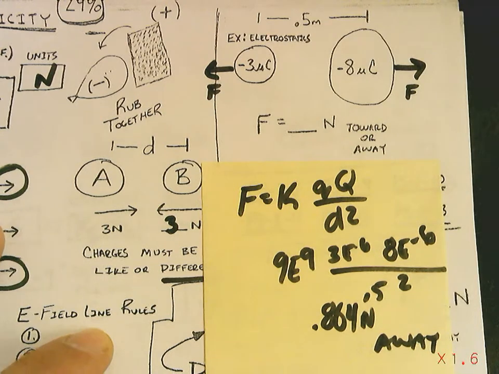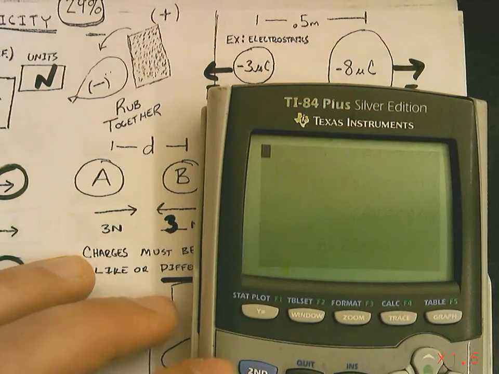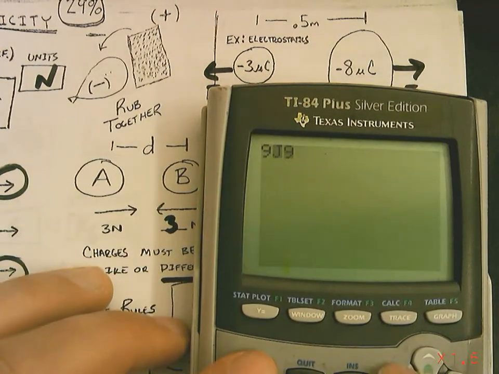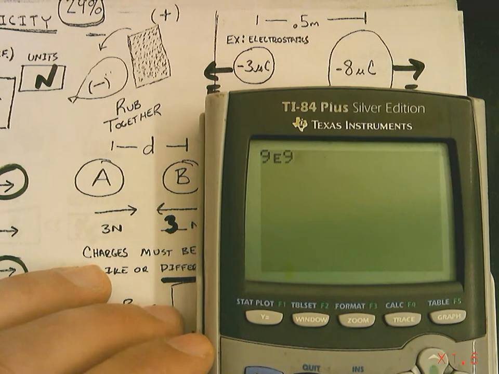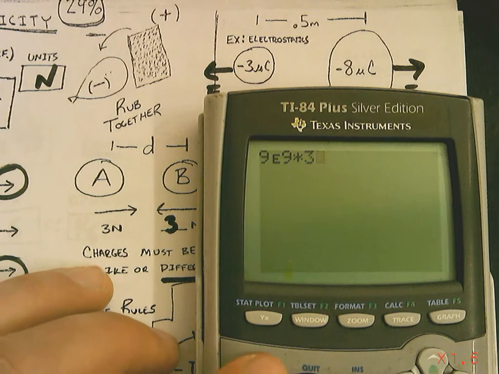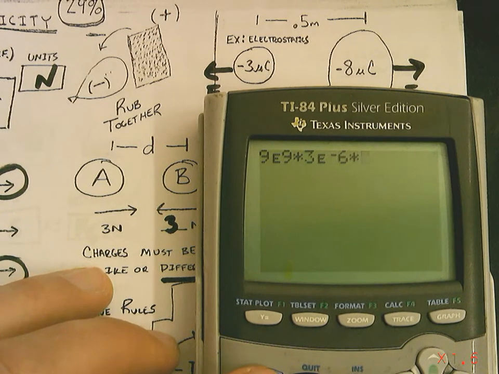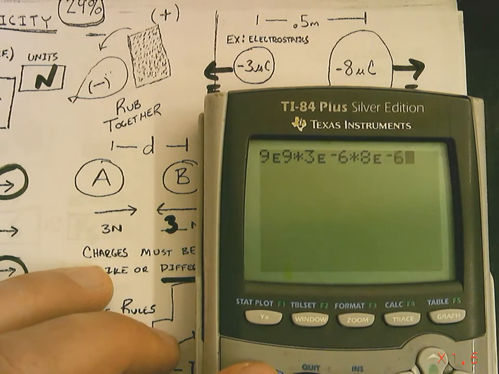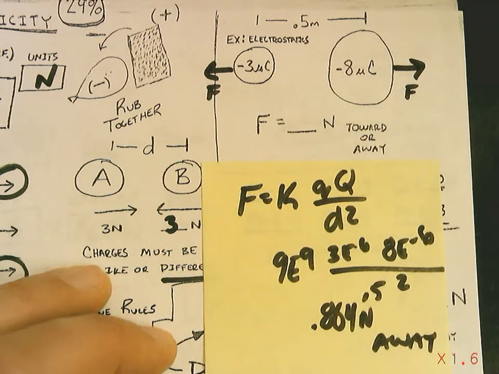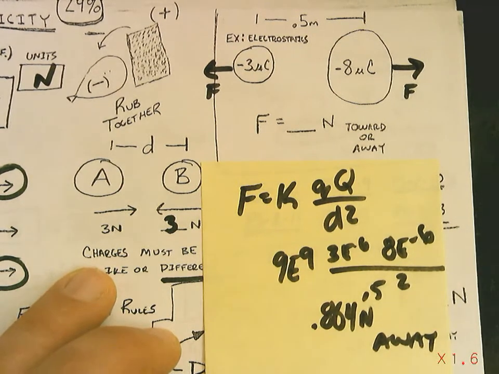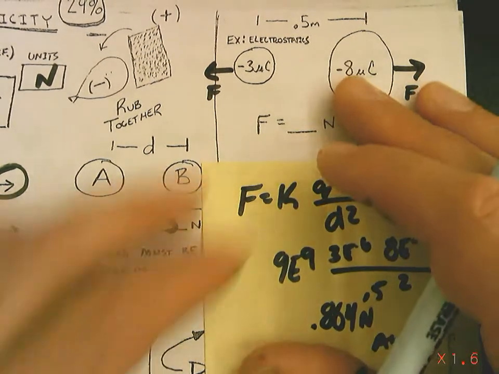When it comes time to punch these things in, you want to do 9, second comma, 9. That's how you do the constant, times 3e negative 6, times 8e negative 6, divided by the distance between, 0.5 squared, and we get the same number that I just wrote down, 0.864. So that's electrostatics.